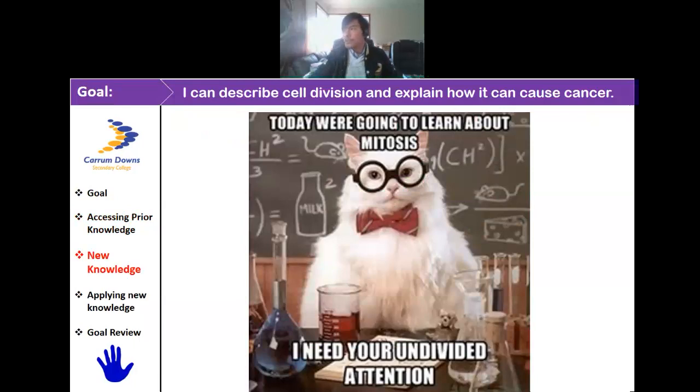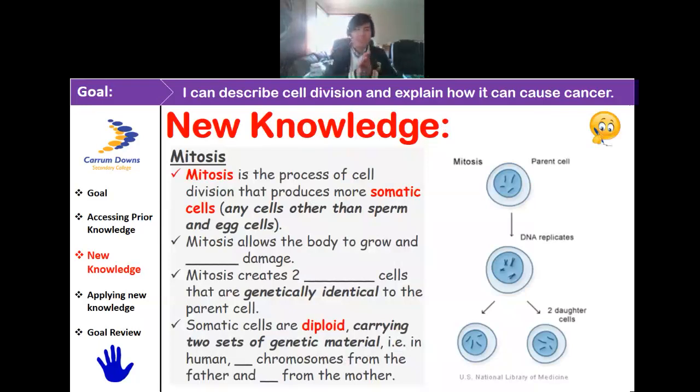All right, so today we are going to learn about mitosis, and I need your undivided attention. So first of all, mitosis. Mitosis is the process of cell division that produces what we call somatic cells. Somatic cells are cells that are not sperm or egg cells. So think about skin cells, hair cells, blood cells. Those are somatic cells, any cells that are not sperm or egg cells.